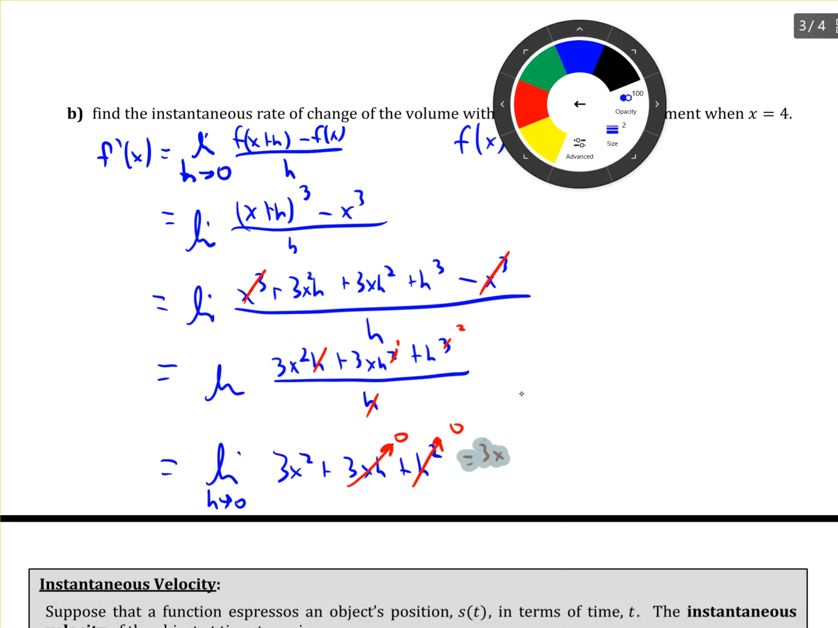Change that color here. So I get 3x squared. And so I want to know when x equals 4. So f prime of 4 is equal to 3 times 4 squared, which is 3 times 16, which is 48.